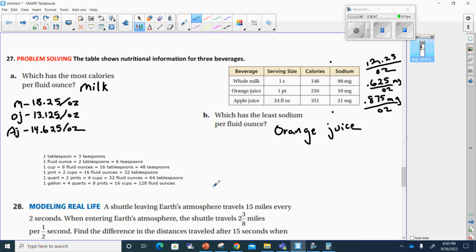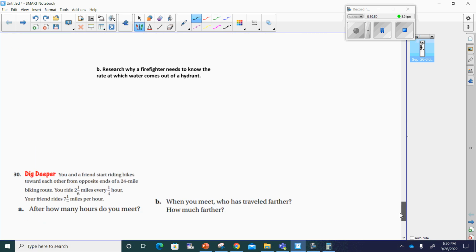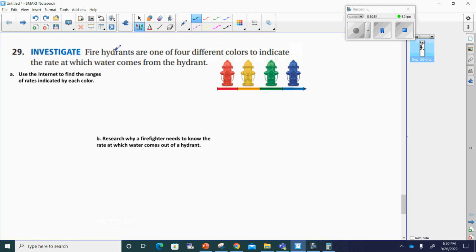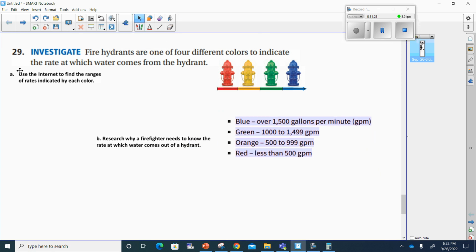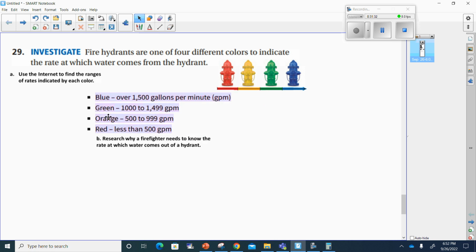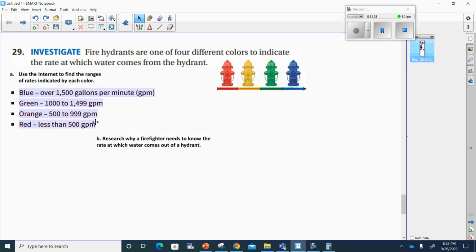All right, and those are the labels. Those are the sodiums per ounce. All right, I'm going to go to number 29 now. Whew, I think that's my last one, number 29. Fire hydrants are one of 4 different colors to indicate the rate at which water comes from the fire hydrant. I didn't know that. Use the internet to find the ranges of rates indicated by each color. Research why a firefighter needs to know the rate at which water comes out of the hydrant. Wow. Okay, let me research this. All right, I found it. And here it is in gallons per minute.